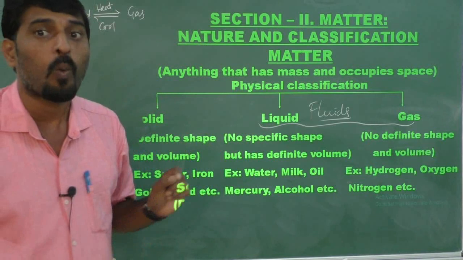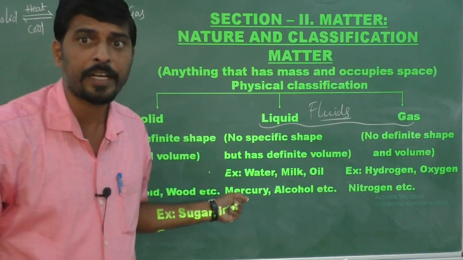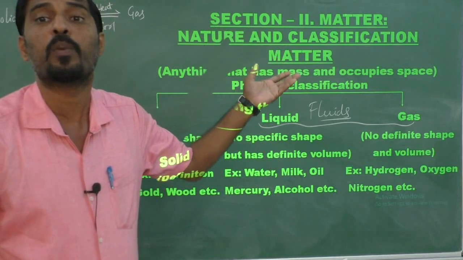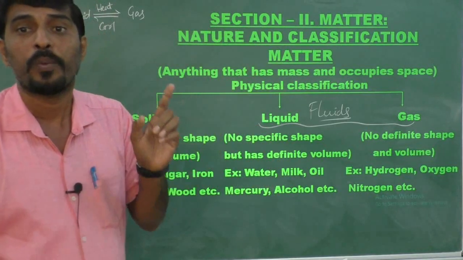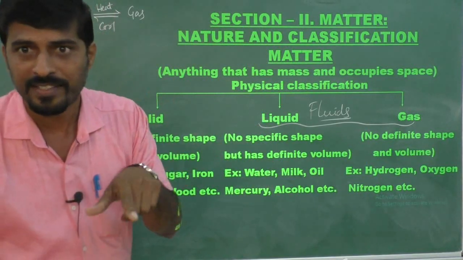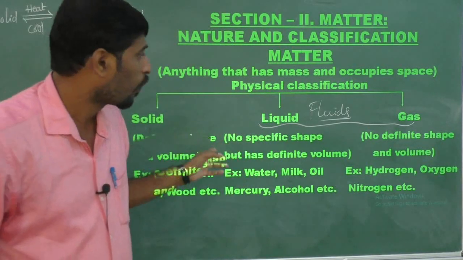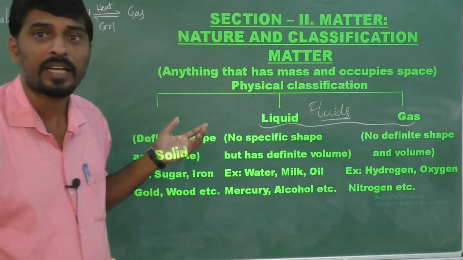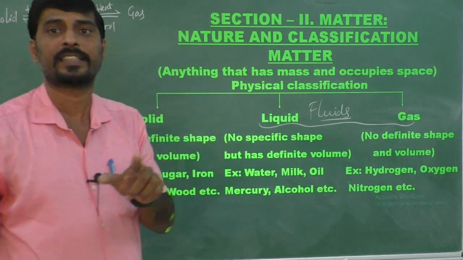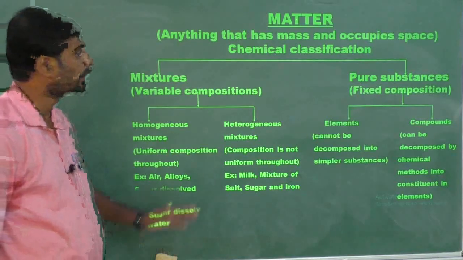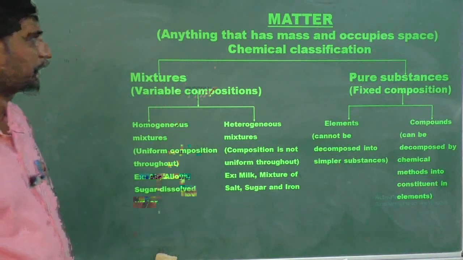Please remember, under ordinary conditions water is a liquid. When it is heated to a higher temperature, it vaporizes. Therefore, we call it water vapor, not water gas. Why is it called water vapor? Because at ordinary conditions it exists as a liquid. Next, we will move on to chemical classification.